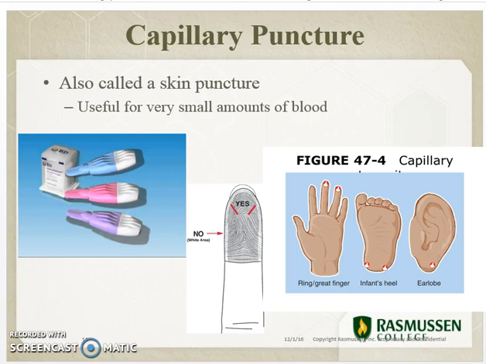The last thing I want to discuss for chapter 47 is a capillary puncture. This is also called a skin puncture and is used when a very small amount of blood is needed. The appropriate sites for adults are the middle or ring finger, so your 3rd and 4th digit, on either hand, but preferably the patient's non-dominant. When you use the fingers, you want to use the outside fatty edges.